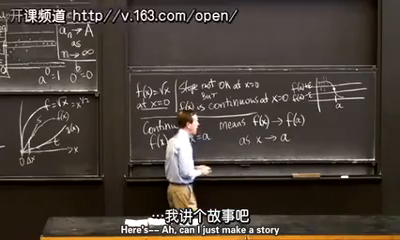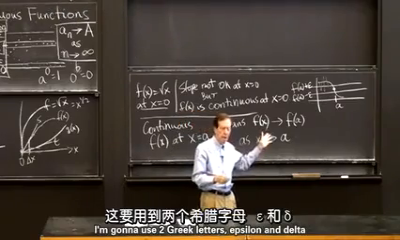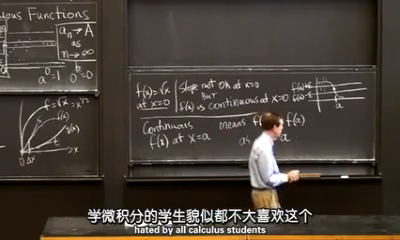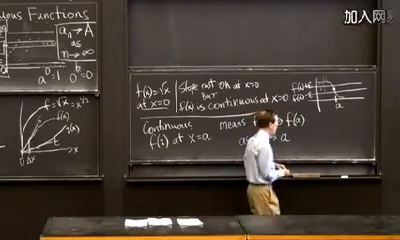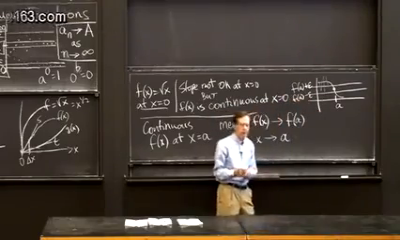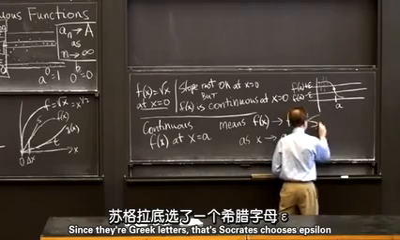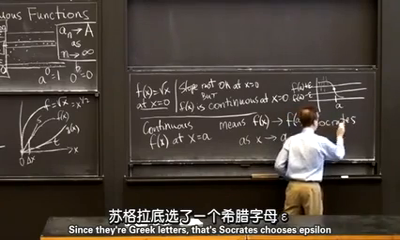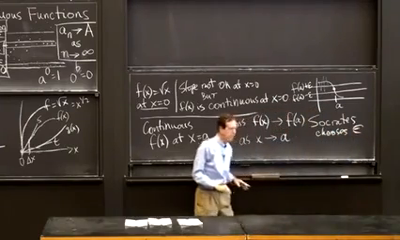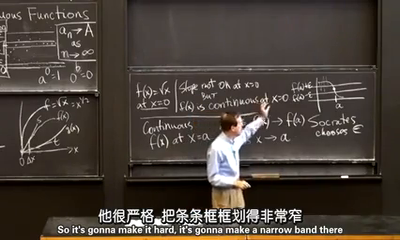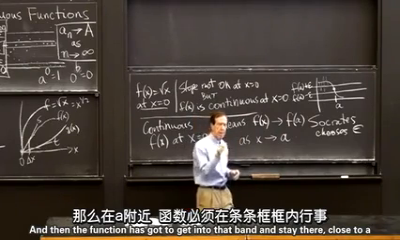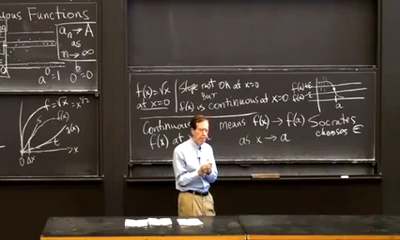Here's how I can make a story. I'm going to use two Greek letters, epsilon and delta, hated by all calculus students, and professors too, if the truth is known. Okay, so the story goes, we choose a band. Since they're Greek letters, let's say Socrates chooses epsilon. So he's going to make it hard. He's going to make a narrow band there. And then the function has got to get into that band and stay there close to A.